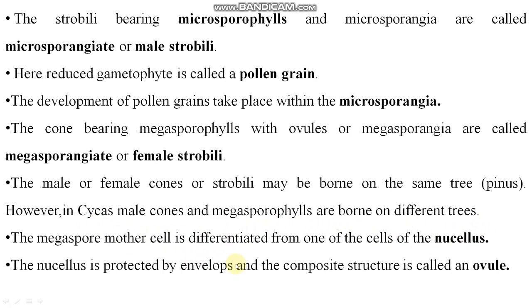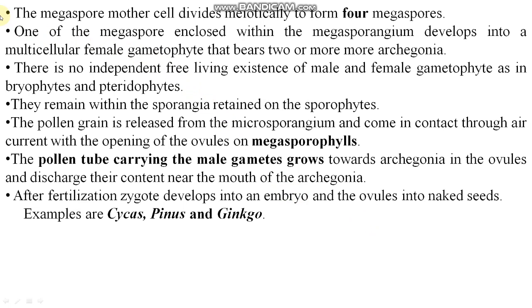So the megaspore mother cell is differentiated from one of the cells of the nucellus. The nucellus is protected by envelopes and the composite structure is called an ovule. Ovule structure you will study in your next class. The megaspore mother cell divides meiotically to form four megaspores. One of the megaspores enclosed within the megasporangium develops into a multicellular female gametophyte that bears two or more archegonia. There are no independent free-living archegonia, you know. Archegonia represent the female part, right? The female gametophyte has two or more archegonia.